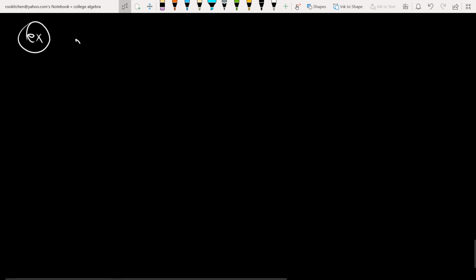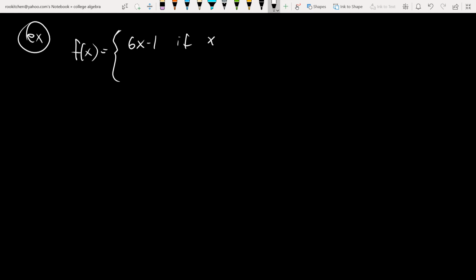We have f of x equaling two different things, right? So draw this bracket, and it's equal to this linear function 6x minus 1 if x is less than 0, and then this other linear function 7x plus 3 if x is greater than or equal to 0. Okay, so part A, they want you to figure out what is f of negative 3.